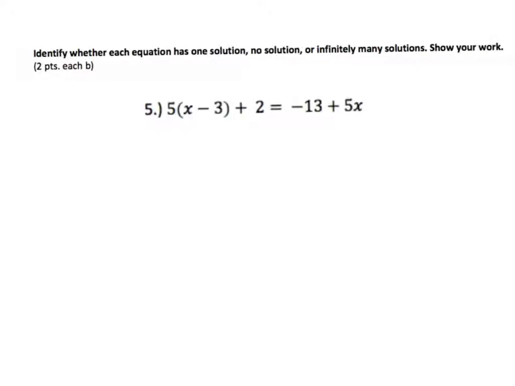For number 5, we tell whether each equation has one solution, no solution, or infinitely many solutions. First, I would want to simplify both sides of the equation. I can see here that I would use the distributive property first. 5x, and then 5 times negative 3 is negative 15. Then I'll bring down the remaining terms.